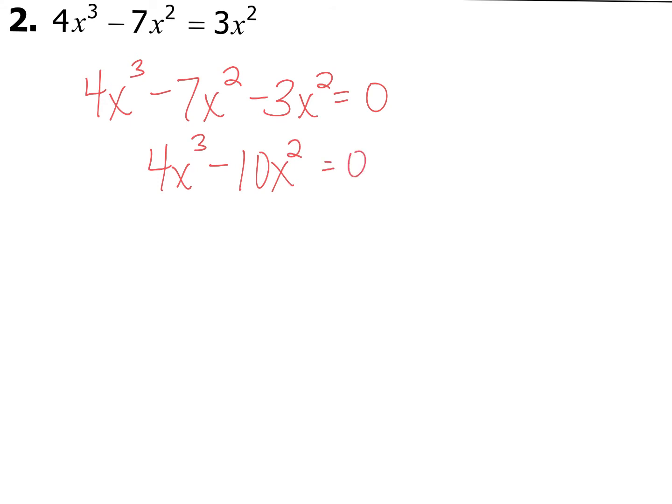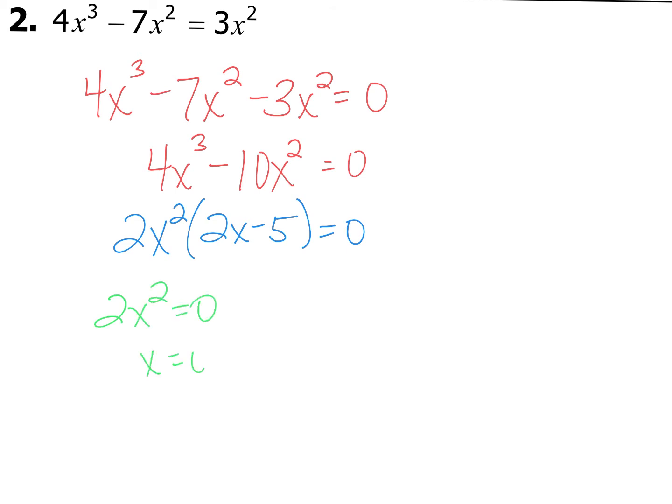Now I need to take out my greatest common factor. Since I have 2 x's on the left side, that can come out. I have an x squared, and then a 2 can also come out from 4 and 10. That leaves me with 2x minus 5 equals 0. Setting both of my factors equal to 0, 2x squared equals 0, therefore x is equal to 0, and 2x minus 5 equals 0, therefore x is equal to 5 over 2, when you add 5, then divide by 2. So my solution set would read x is equal to the set of 0 and 5 halves.